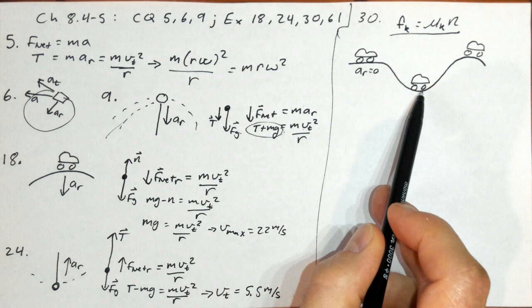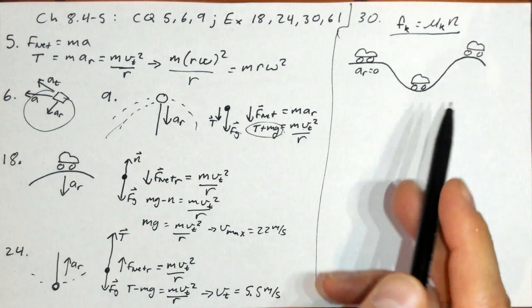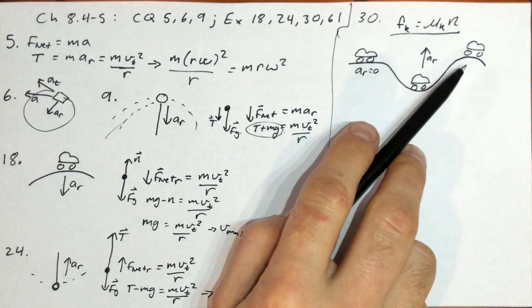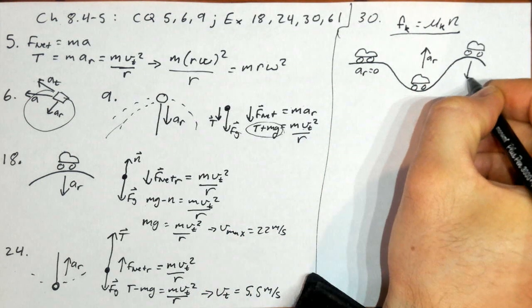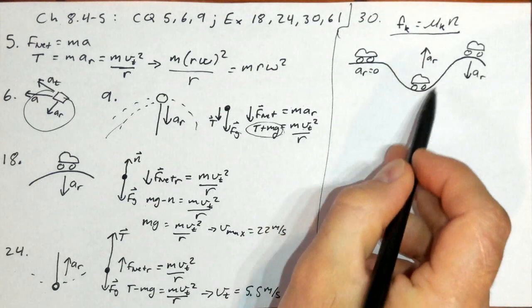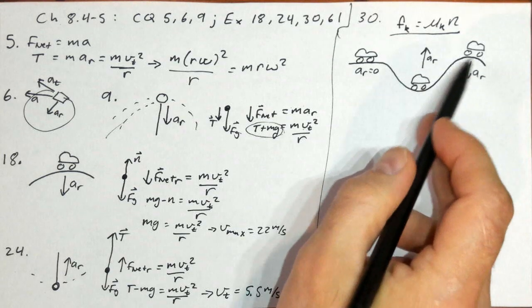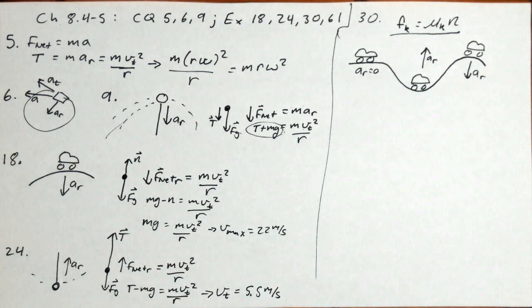Okay? What is the direction of A sub r, or the radial acceleration in this case? It is up. What is the direction of the radial acceleration in this case? It is down. Okay, this is at the bottom of a circle, so the center of the circle is above. This is at the top of a circle, so the center of the circle is below. Okay. Now, in each of those cases, draw the radial component of the free body diagram.